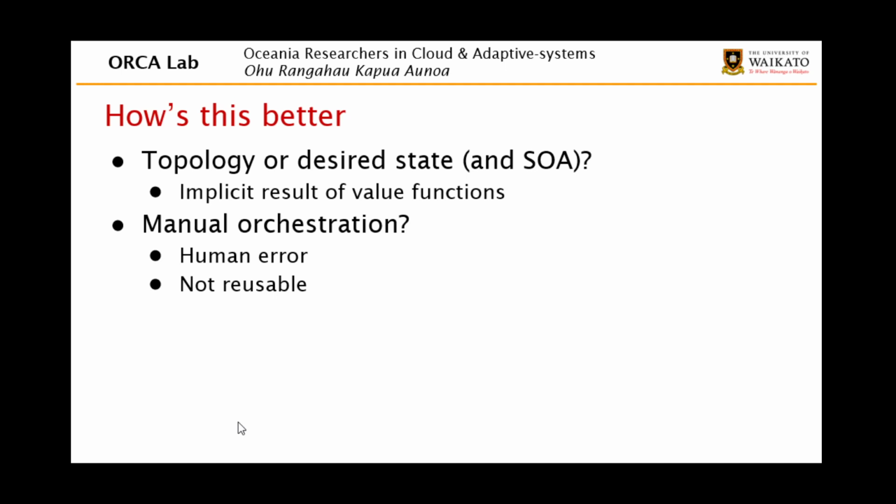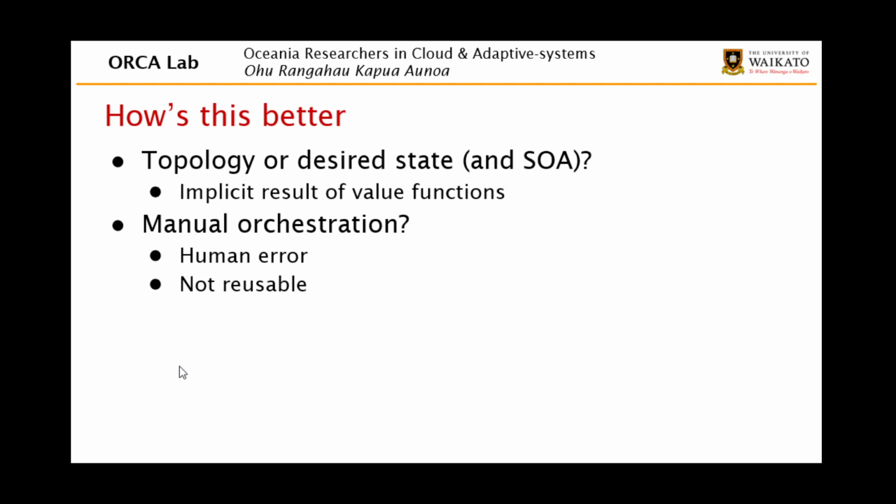And so this is pretty interesting. The advantage of this approach compared to something based on topology or desired state is that the topology and the desired state of the function are implicit results of our value functions. We don't actually need to explicitly model this stuff up front. It's a natural consequence of running our functions.